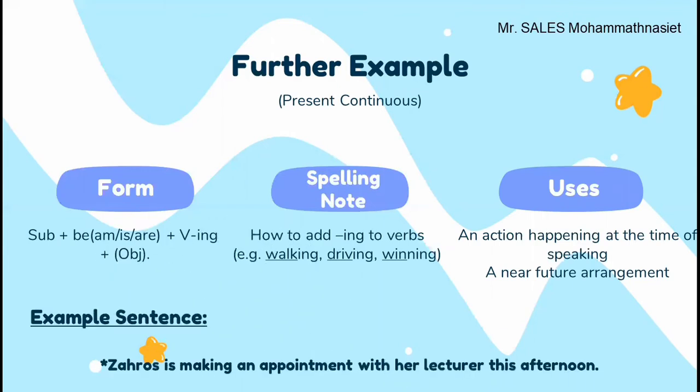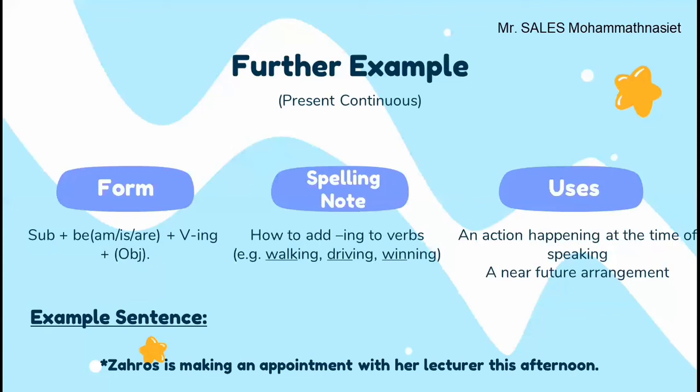So the following is an example sentence, everybody. Zara is making an appointment with her lecturer this afternoon. Well, by looking at the sentence, you obviously know that the form belongs to present continuous, okay? Because Zara is a subject, is here is a verb to be, making is verb ing, right? And appointment is the object, okay? So the form is correct.